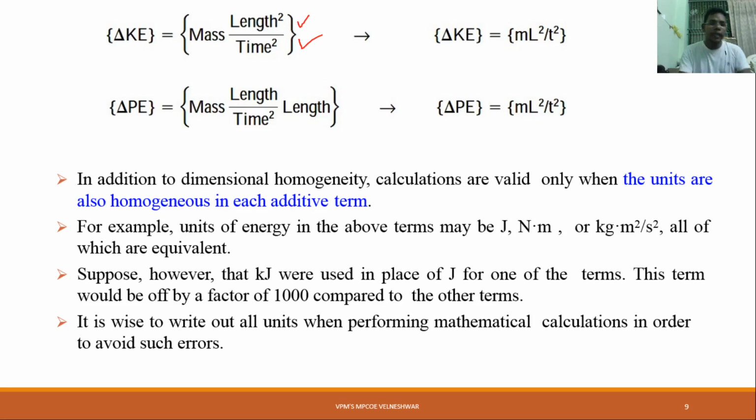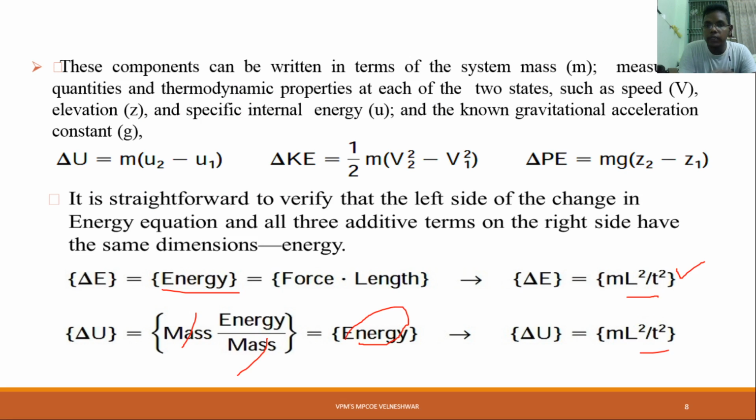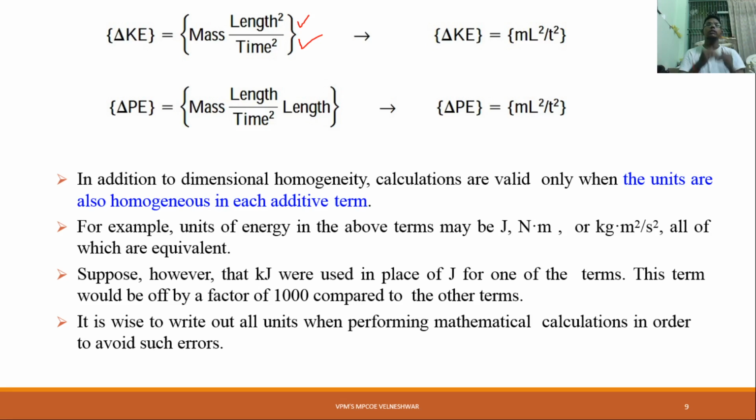Okay, now in addition to dimensional homogeneity, calculations are valid only if the units are homogeneous in terms of additive terms. Means if you see all of this, all are homogeneous: m L square by t square, m L square by t square, m L square by t square. That is nothing but here unit is same. This is nothing but homogeneous. For example, unit of energy in above terms may be joule, Newton meter or kg meter square per second square, all of which are equivalent.